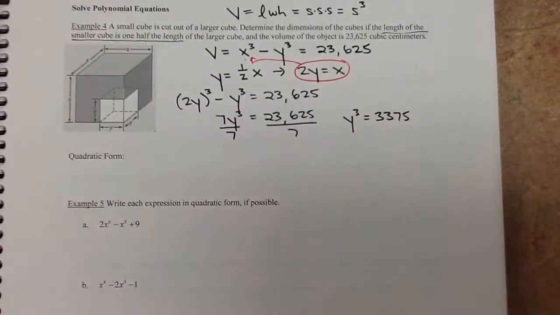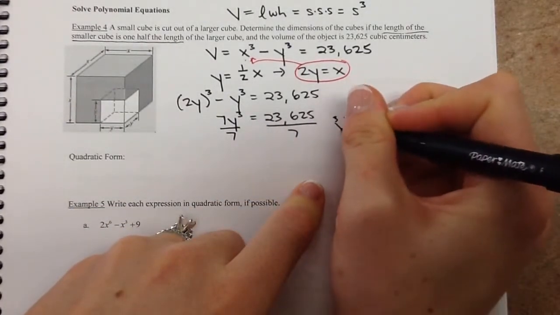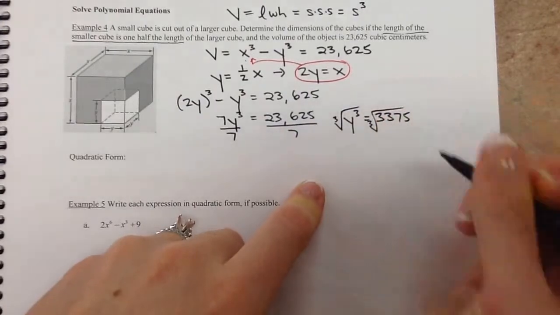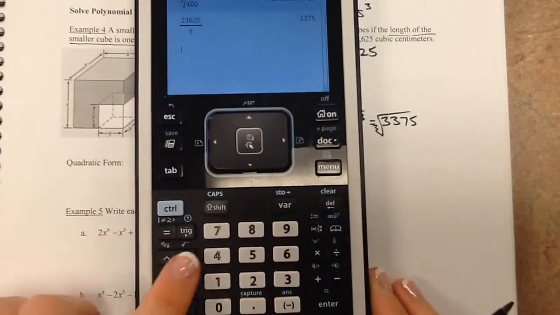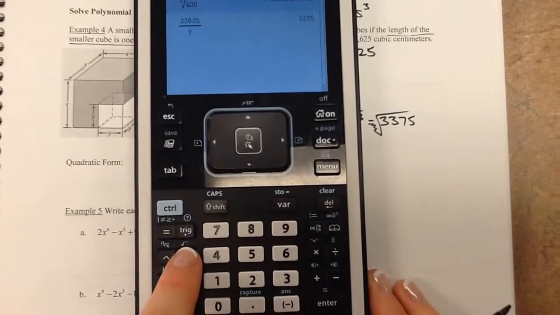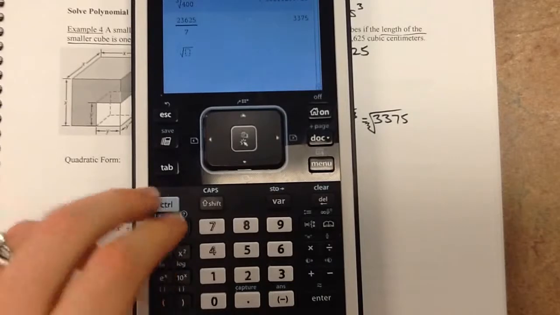3375. And then what we do to get the y by itself is we cube root, because this is being cubed, so the opposite is to cube root. It's just like squaring and square rooting. So let me show you that button on the calculator. See next to the square root, the square root is in blue, and then it says n root x. So hit Control and then hit that button.